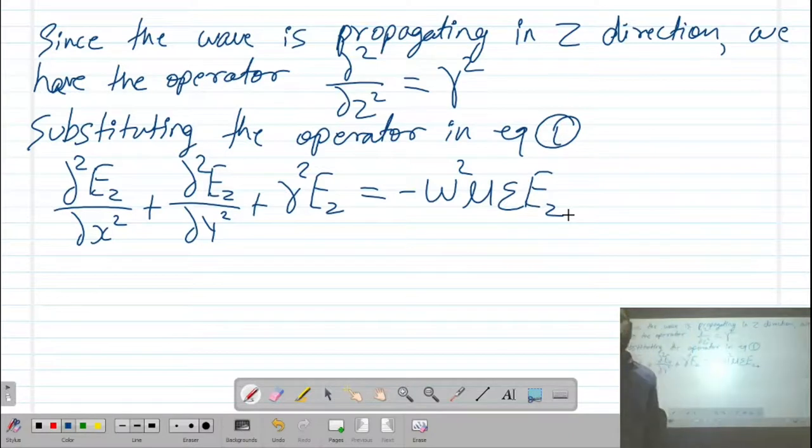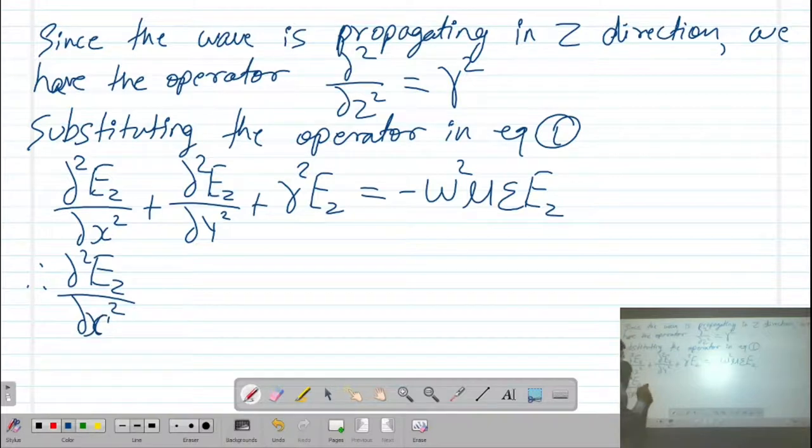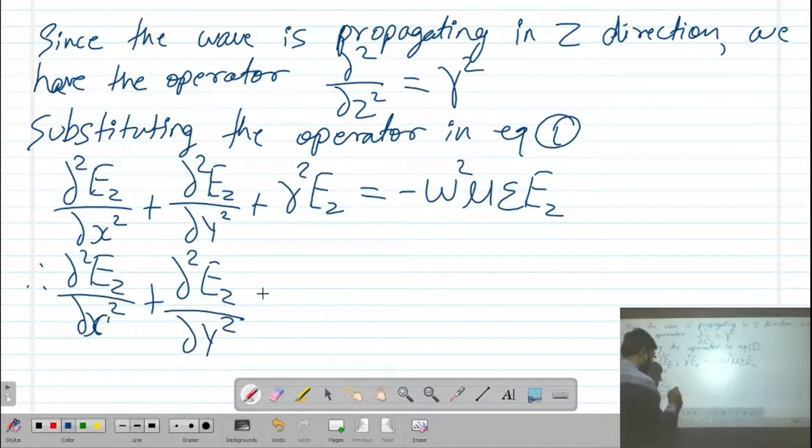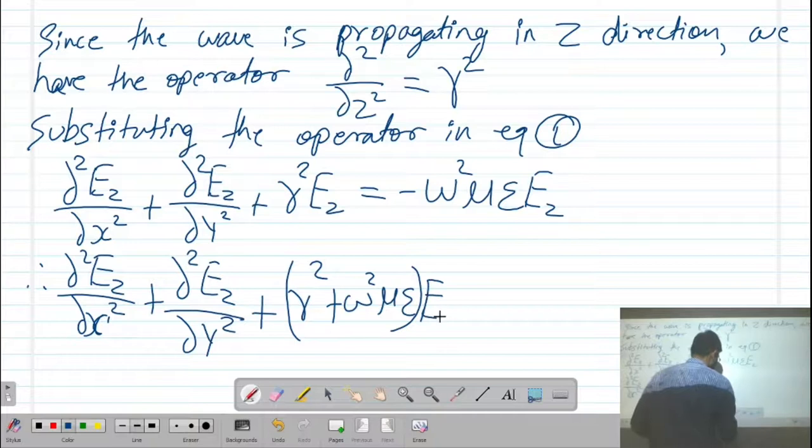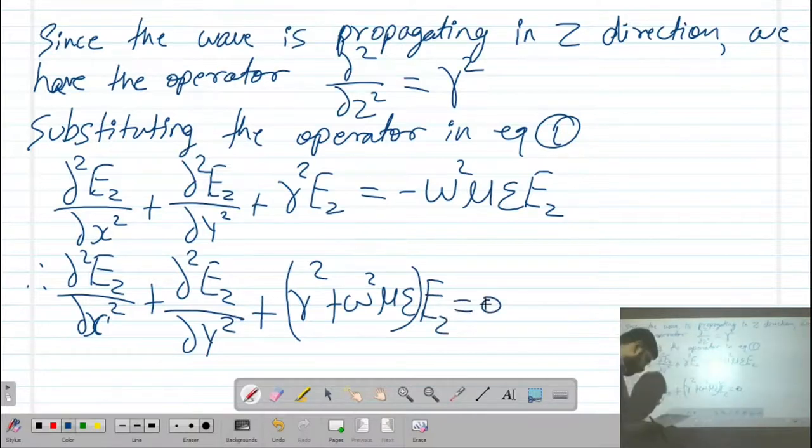Here mu and epsilon are permeability and permittivity, right? So don't get confused. Therefore, bringing that term to this side, del square E of Z by del X square plus del square E of Z by del Y square plus gamma square plus omega square mu epsilon into E of Z is equal to zero.